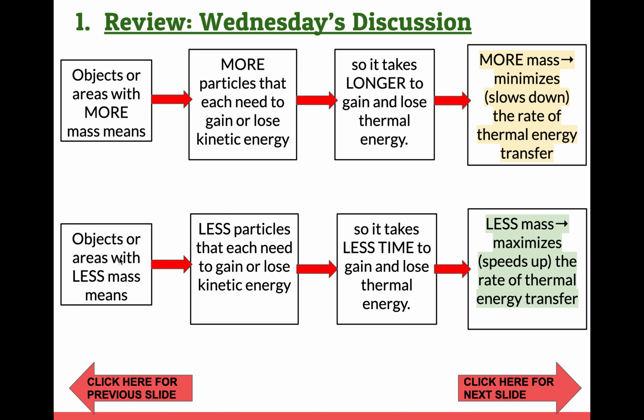And then objects with less mass means that there are less particles. So that means that it will take less time for the particles to gain thermal energy. So in conclusion, less mass will maximize, it will speed up the rate of thermal energy transfer.